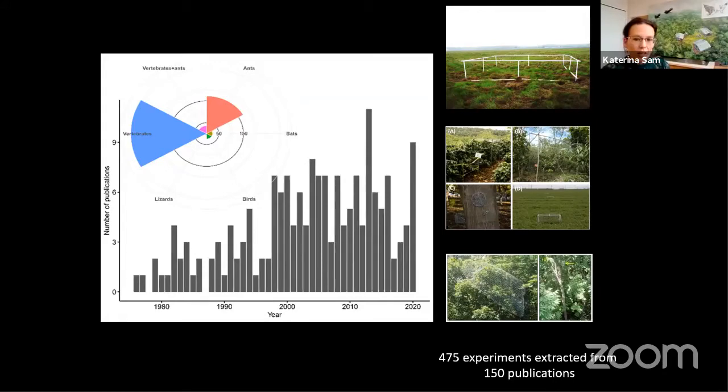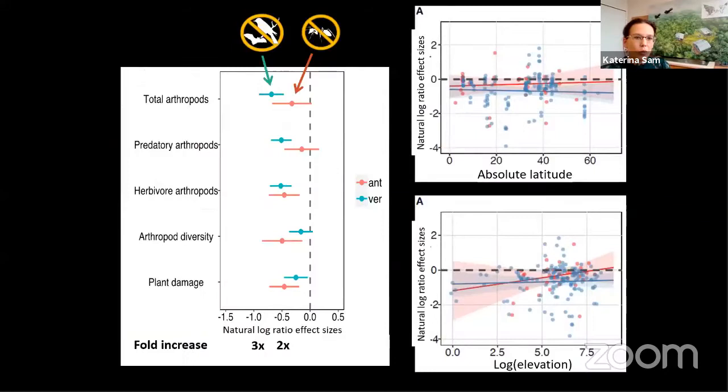So in total, I collected 475 experiments from 150 publications. I split them into those which actually removed the vertebrates and ants, and this is what we saw. So at the global scale from the meta-analysis, it looks like when we exclude vertebrate predators, it has a significant and strong effect on the arthropod abundances. The arthropod abundances increased about 2 to 3 times, but when the ants were excluded, the abundances of the arthropods didn't change significantly.